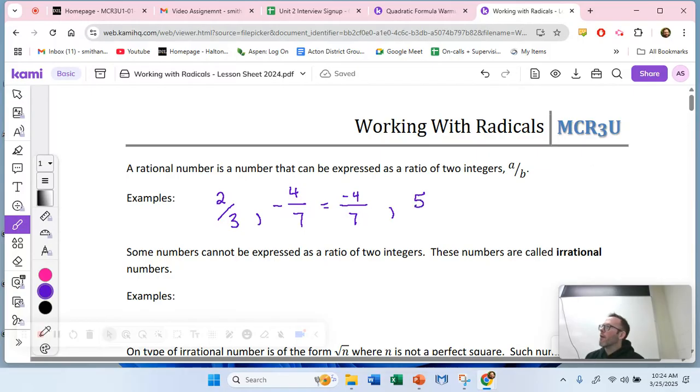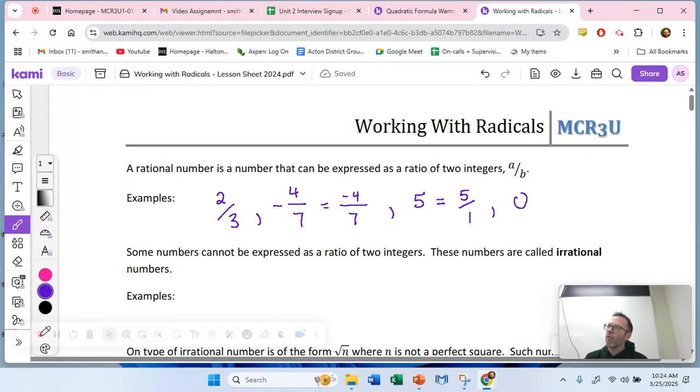Integers like 5 are rational numbers too. But if you're like, Mr. Smith, that's not one number divided by another. Guys, how can you write 5 as one number divided by another? Right? 5 is like 5/1. 5 is a rational number.